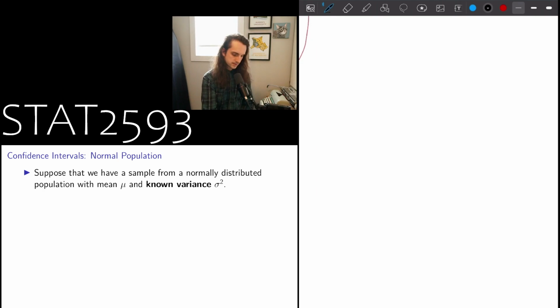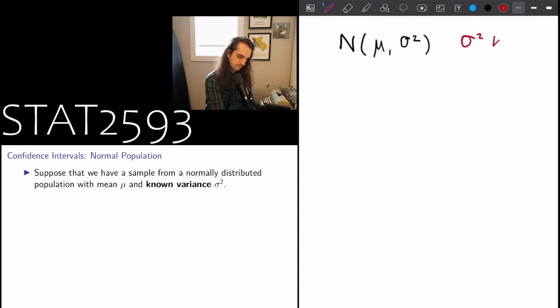So let's suppose that we're working with a normal population and we have some unknown mean, but we have a known variance, sigma squared. Okay, so we know what sigma squared is. Okay, and then we're going to end up using the sample mean. So x bar is the theta hat.